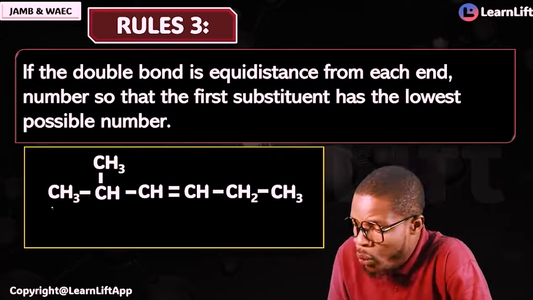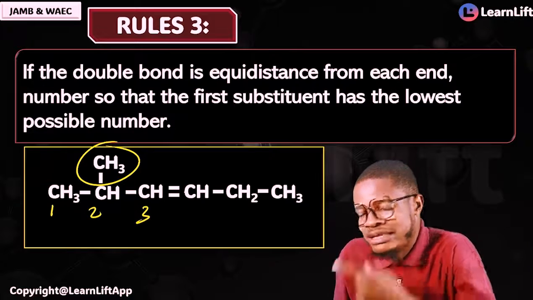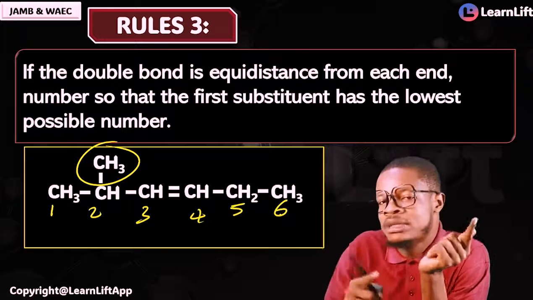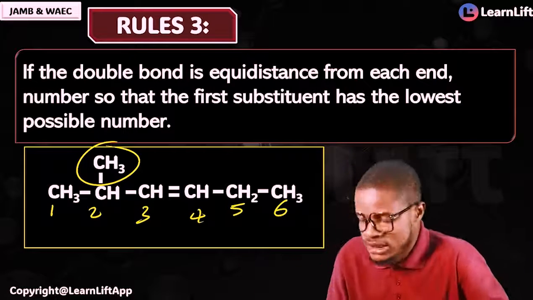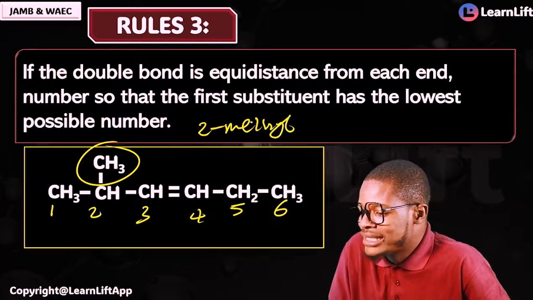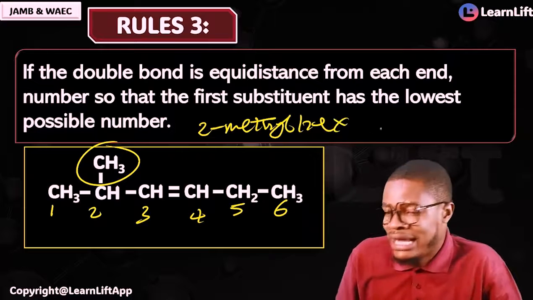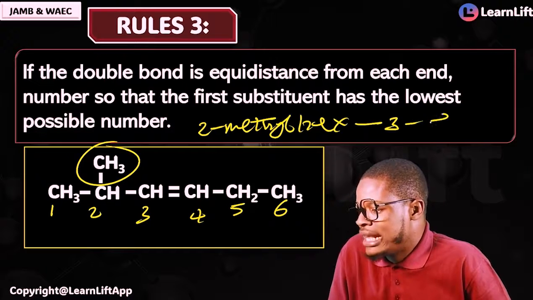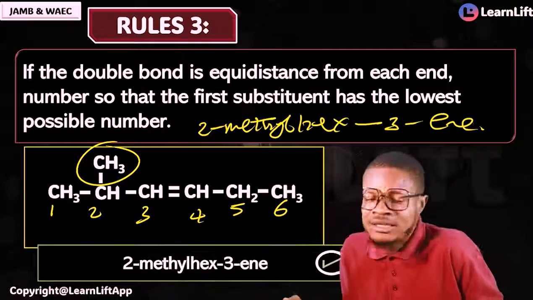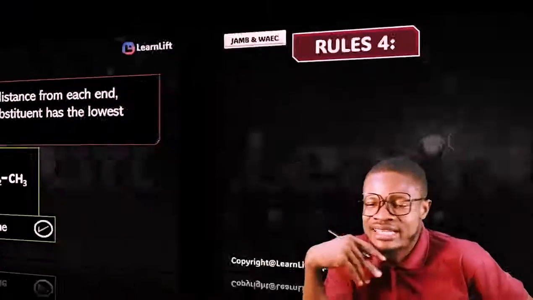Now we give you 1, 2, substituent, methyl, 3, double bond, ene, 4, 5, and 6. What's the name? Name the substituent first. The substituent will always come first. So the name of this will become 2-methyl. What's the parent name? Hex. How many ene? 3-ene. That's the name: 2-methylhex-3-ene. Simple.